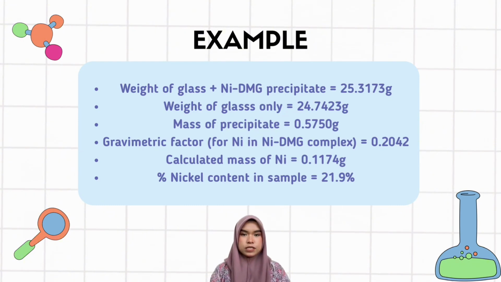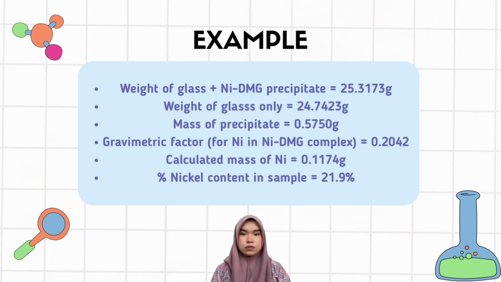Next, we move on to the example. From the weighing process, the mass of the glass plus precipitate was 25.3173 grams. The mass of the glass alone was 24.7423 grams, so the mass of the nickel DMG precipitate was 25.3173 grams minus 24.7423 grams, which equals 0.5750 grams.